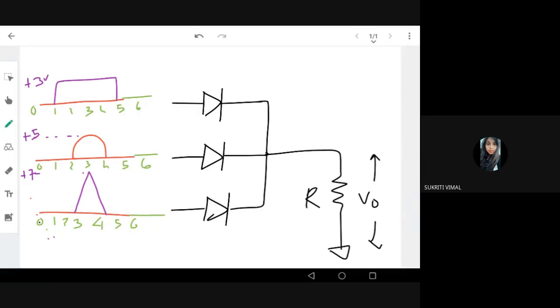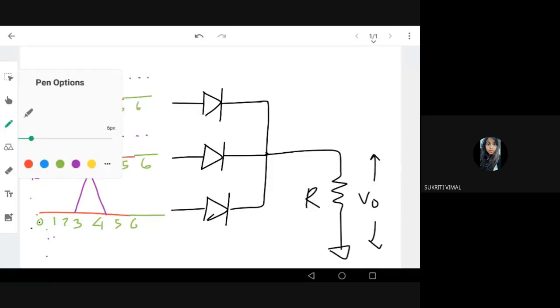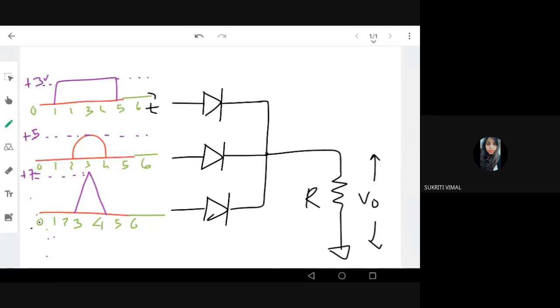Okay, so what will be my output? I have given you all the magnitudes also, and I'm asking you to find the output. The graph is with respect to time. That's very important to remember. This is time. With respect to time, I am giving my signals.